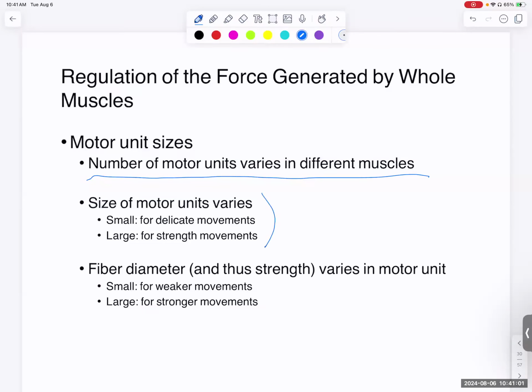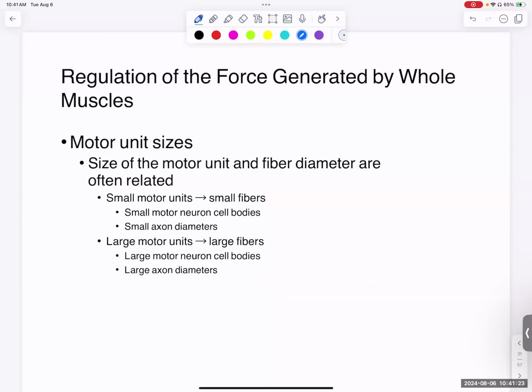And it's going to vary, right? Small motor units are for delicate movements. Large motor units are for big, strong movements. Fiber diameter is going to vary in motor units. So you can have small diameter motor units. Those are for very gentle movements. And you can have large diameter. And we're going to see that in a second.